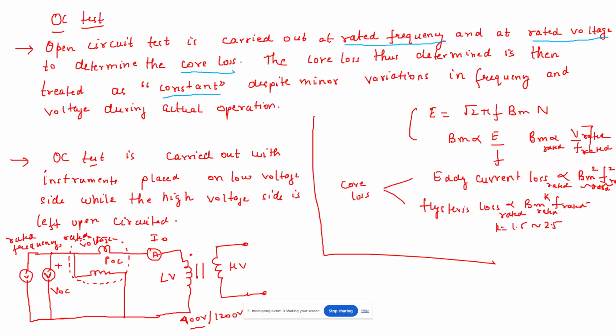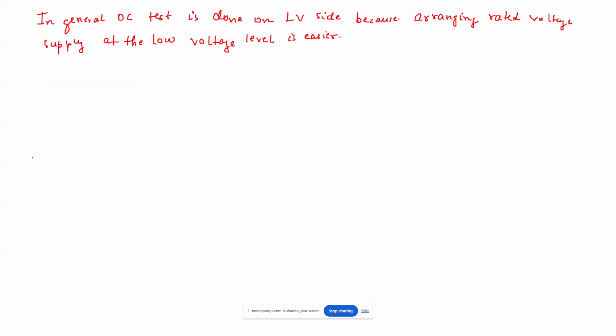So that is another reason. Okay, so these are the reasons for which we do the OC test on the low voltage side. Another thing is that, since this is the no load current, we have seen that in the primary current there is a no load part.